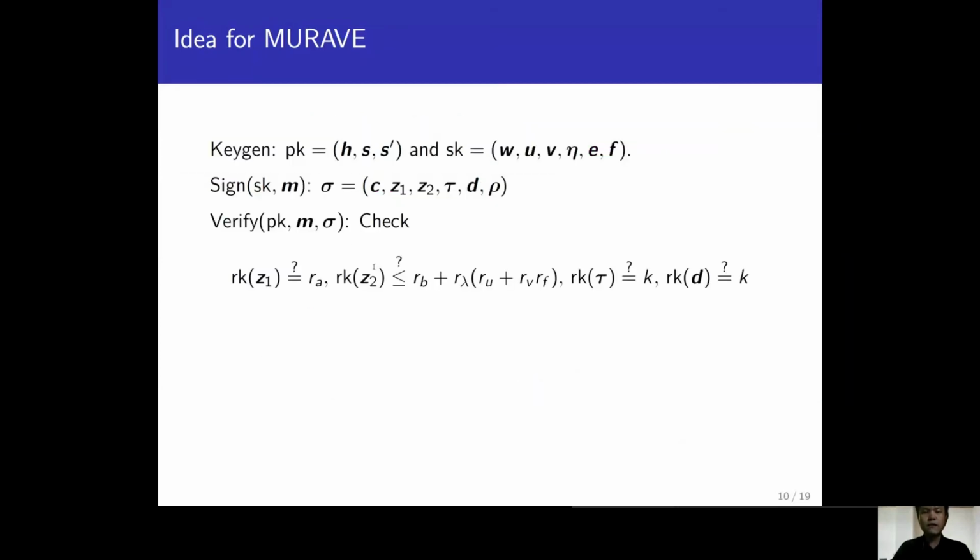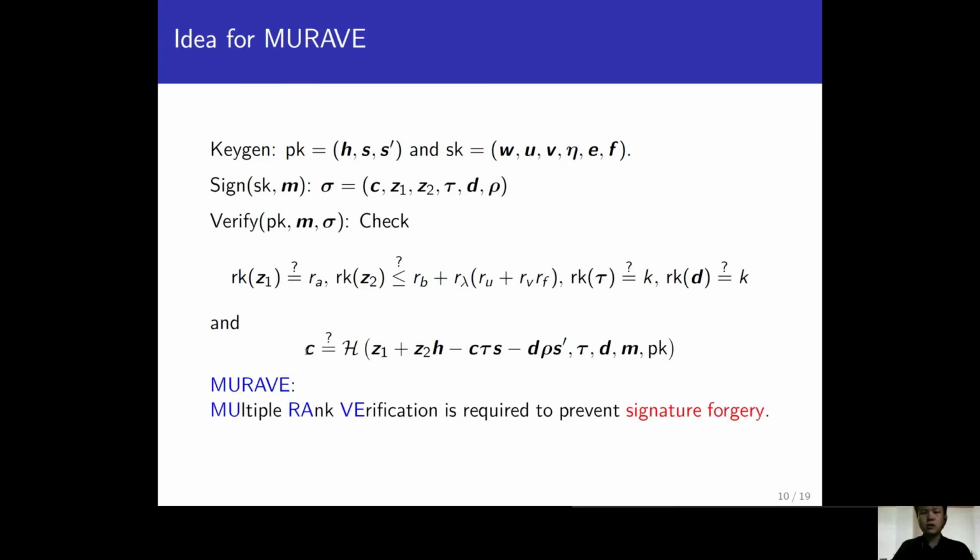Then to verify the signatures, we need to check whether the rank of Z1 equals RA and the rank of Z2 is less than or equal to this term. And finally, we also need to check whether the ranks of tau and D equal K or not. And finally, we need to compute this term, which is similar to RQCS. We plug in the terms inside and check whether it equals the signature C or not. So basically, we need to perform multiple rank verifications so that signature forgery can be prevented. That's why we call our signature scheme MURAVE.